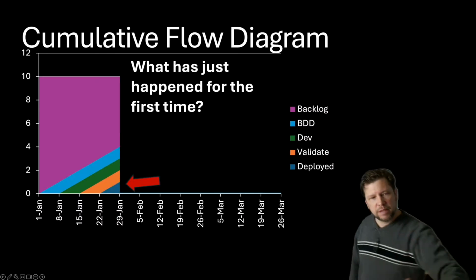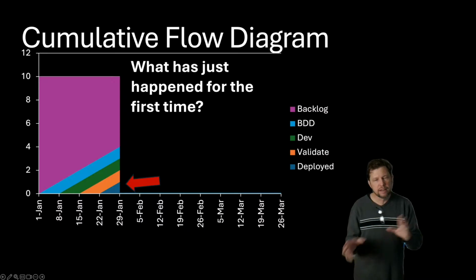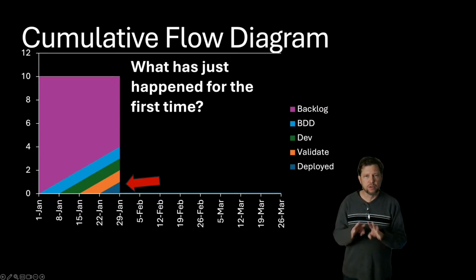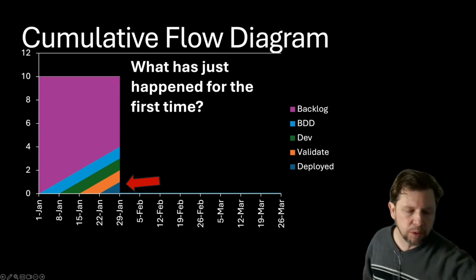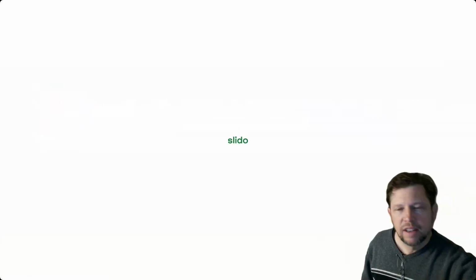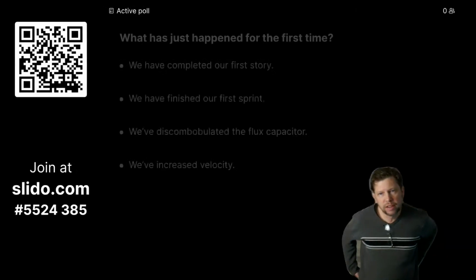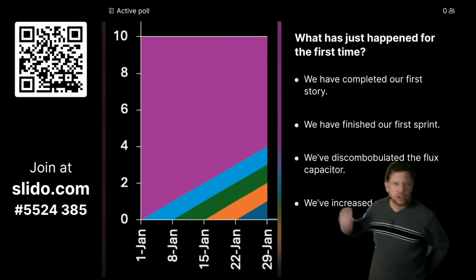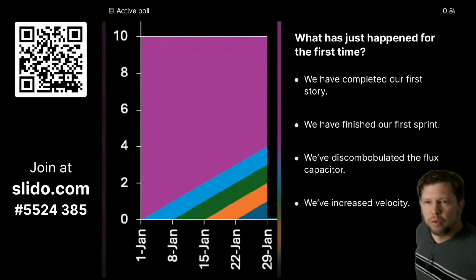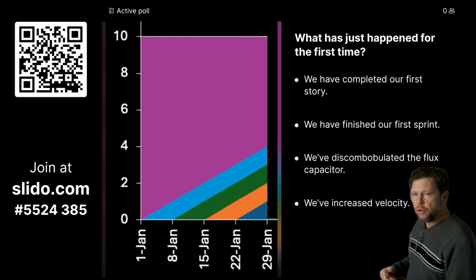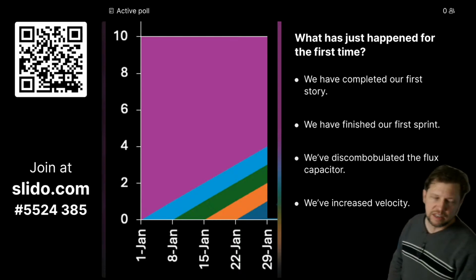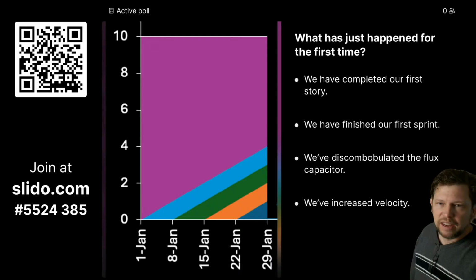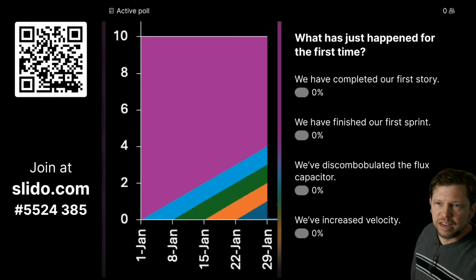Now, at this point, I want to ask, look at this, and we're going to come up with something on Slido. The question is, what just happened for the first time in this diagram that we're working? So the first time this has happened in that graph right there. First deployment. Okay, yes, good. So choose from what we've got here. Something was deployed. Yes. So we completed our first story. We finished our first sprint. We've discombobulated the flux capacitor, or we've increased velocity. And I think everybody in the chat is getting it right.